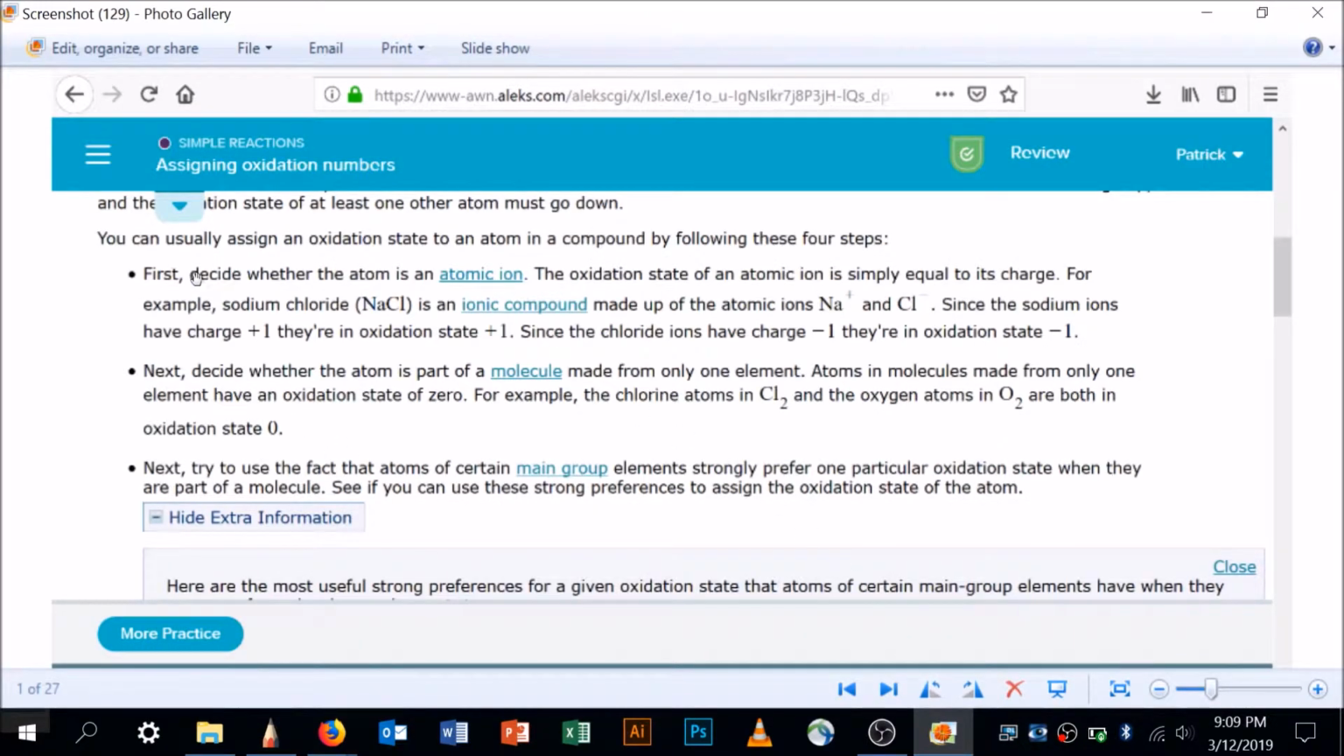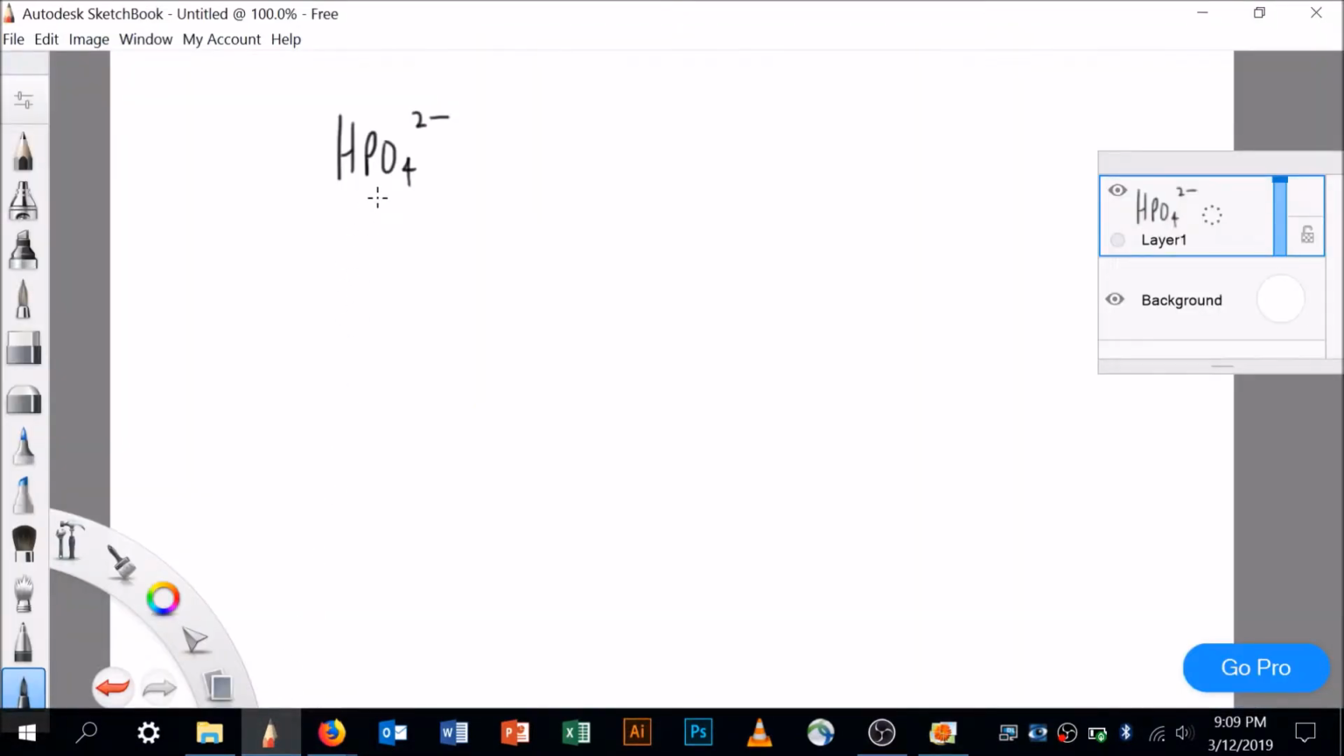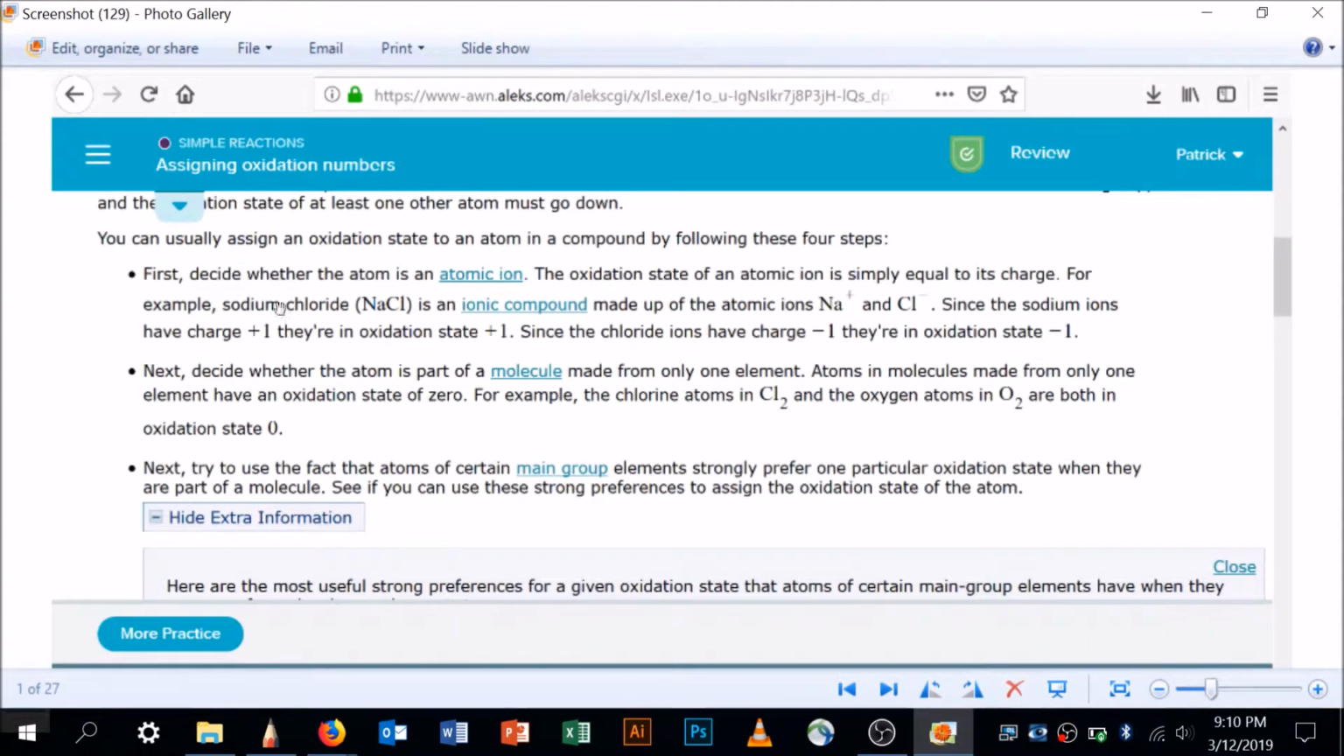All right, so next thing I'm going to do is go here to my rules and say, first decide whether the atom is an atomic ion. This is the snapshot for the explanation, okay? Is this an atomic ion or not? No, it's not, right? You've got lots of atoms in it. So it's going to be a polyatomic ion. All right, so far, it's not this one.